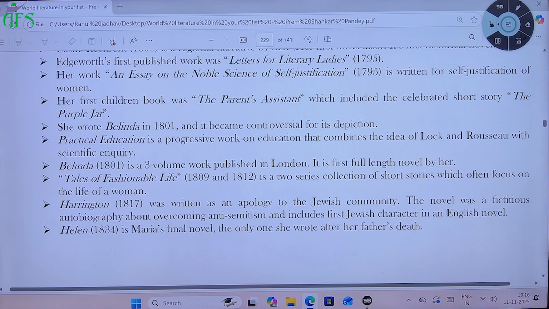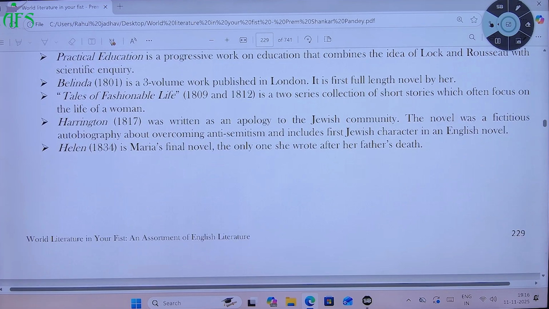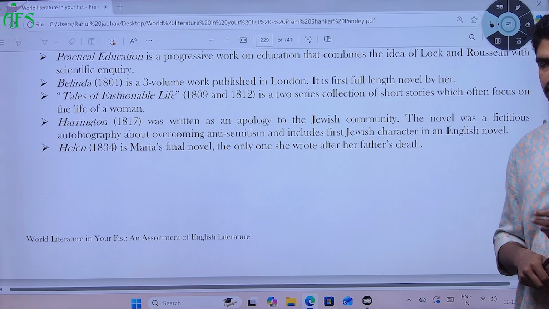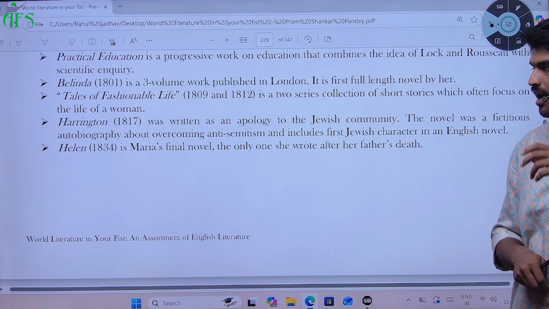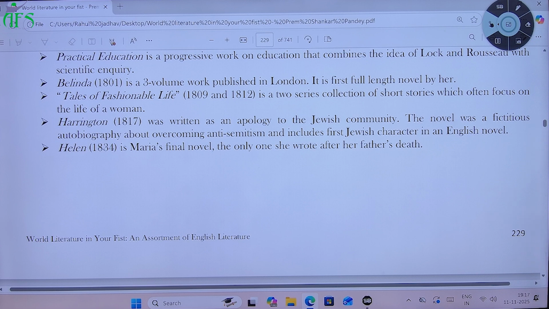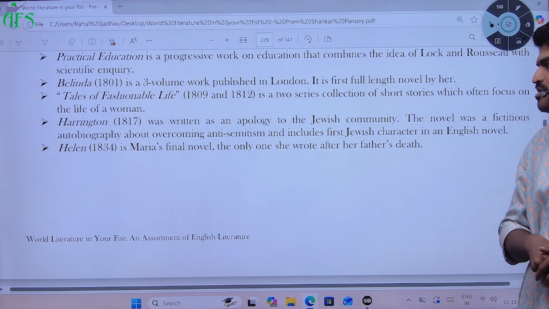Her work Belinda is a three-volume work published in London, and it is her first full-length novel. Tales of Fashionable Life, published in 1809 and 1812, are her two series of short stories which often focus on the life of a woman. Then Harrington is also another work, which was written as an apology to the Jewish community.